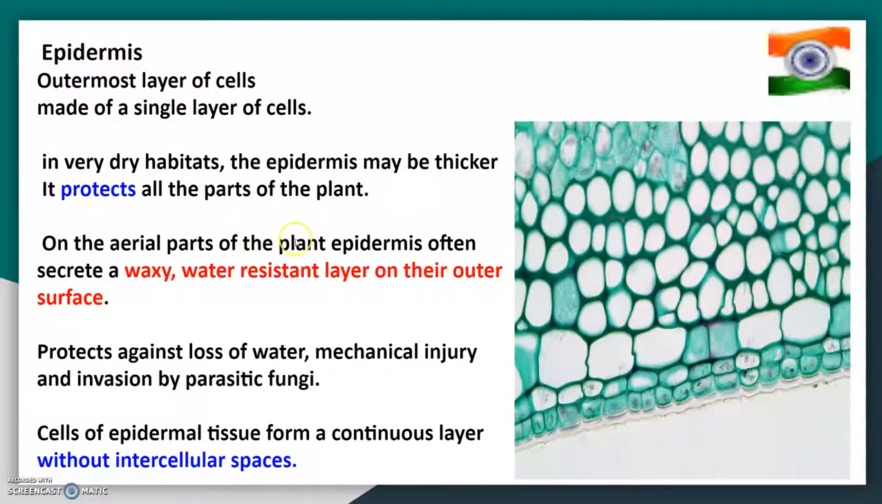Now on the aerial parts of the plants, like stems and the leaves, etc., there is a waxy water resistant layer on their outer surface. So as plants grow older, the outer protecting layer also changes. It shows certain changes in them, so that we'll talk about in the next slide.